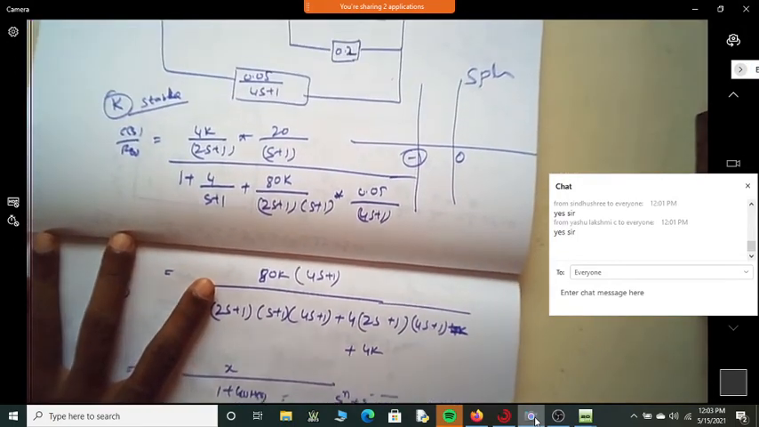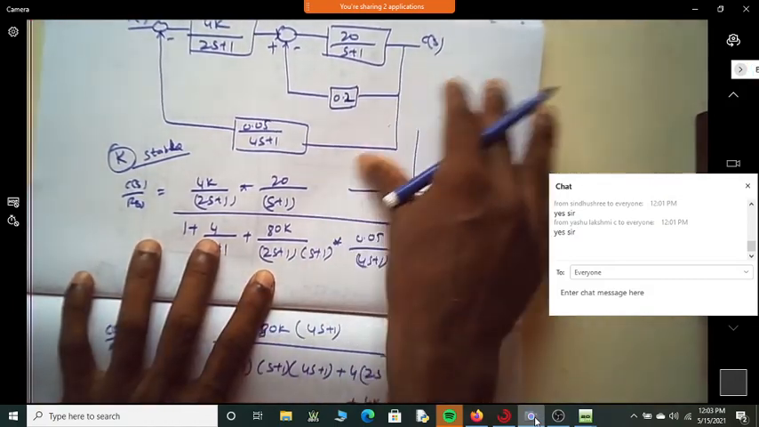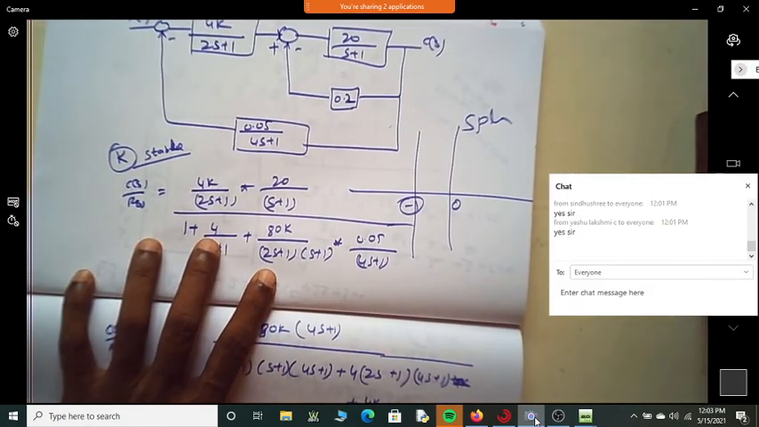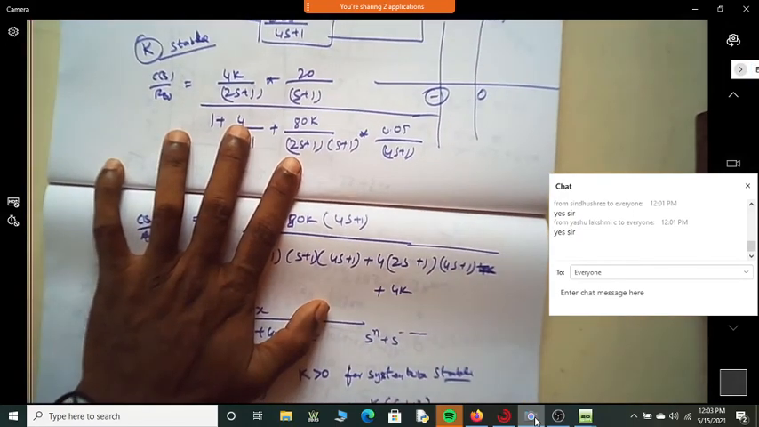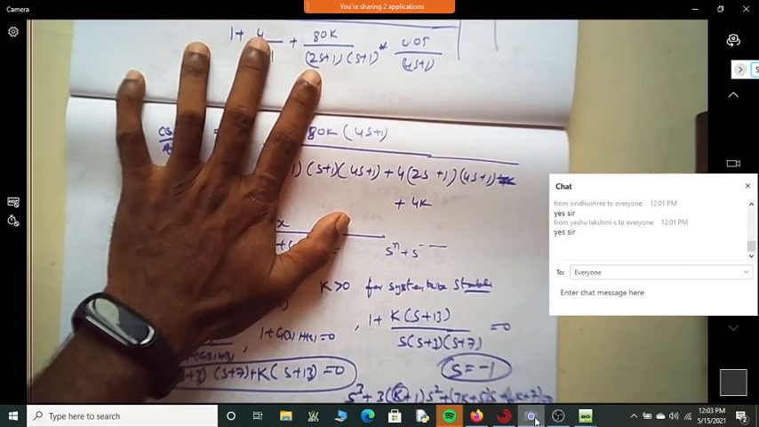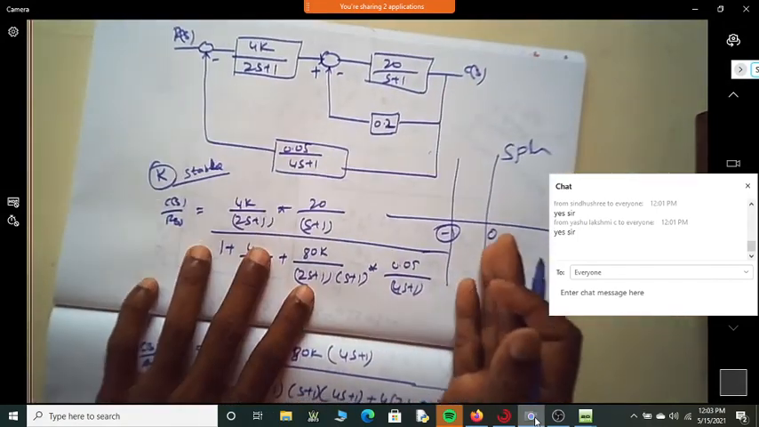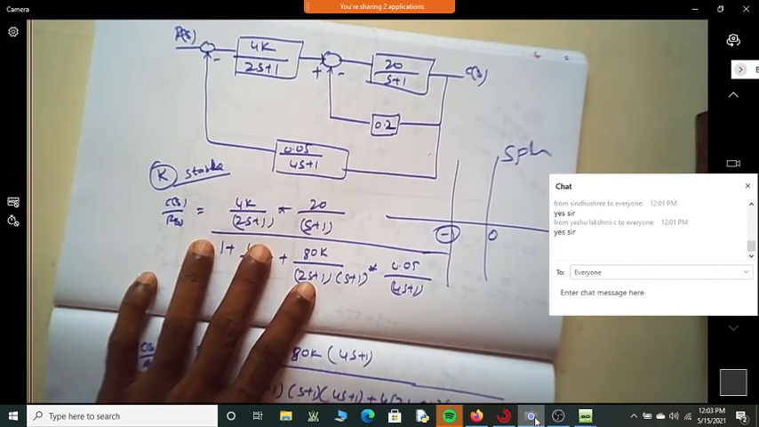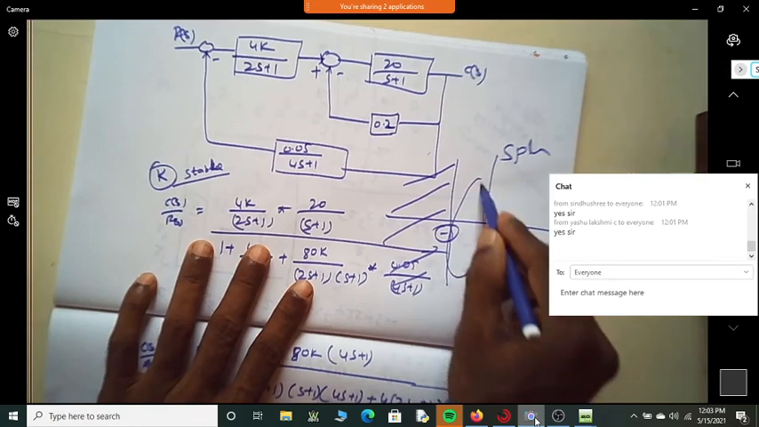As we saw in the 20-sim, as the value of k changes, the roots keep moving. What they are asking is, find the value of k such that the roots are more negative than minus 1. That means the roots should lie here. Roots should not come to this side.